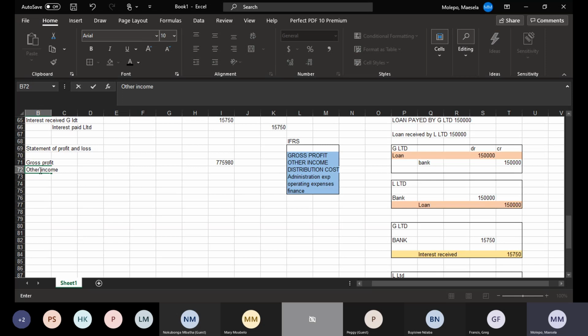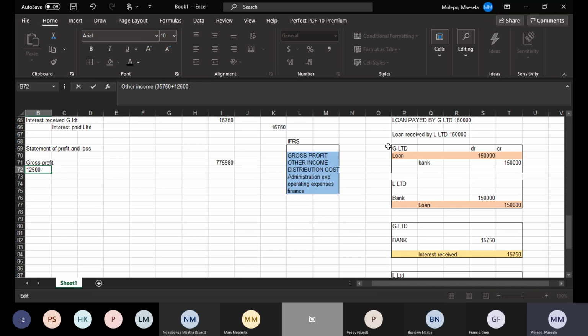Our other income, we have the interest received of 35,750 and the 12,500. And then remember on this 35,750 plus the 12,500, there was an interest received as a result of the loan made by G. G lent a loan of 150 to L. So since L was paying an interest of 150, so that interest needs to be deducted from this 35,750. Then on the other income, we can put it like this. It will be the 35,750. You add it with 12,500, which is the one for L Limited.